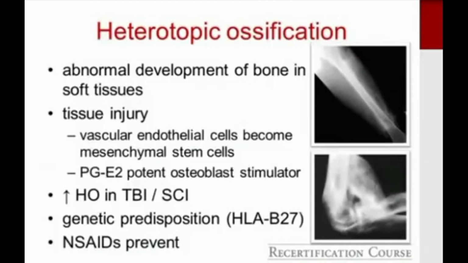Heterotopic ossification is the abnormal development of bone in soft tissues. Generally, you have a tissue injury. The vascular endothelial cells become mesenchymal stem cells, which eventually become osteoblasts via transcription growth factors. You will have increased heterotopic ossification in patients with traumatic brain injuries and those with spinal cord injuries. Some patients have a genetic predisposition to heterotopic ossification, such as those with HLA-B27. NSAIDs can be used to prevent this.